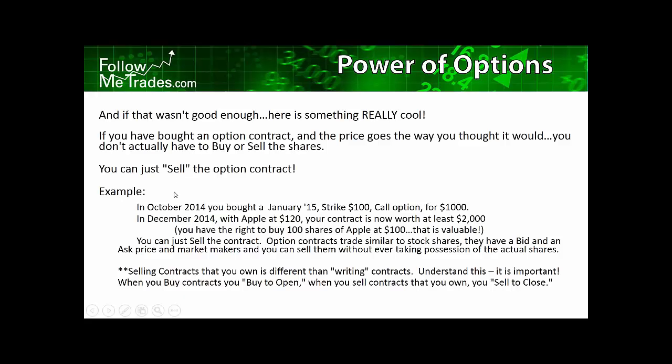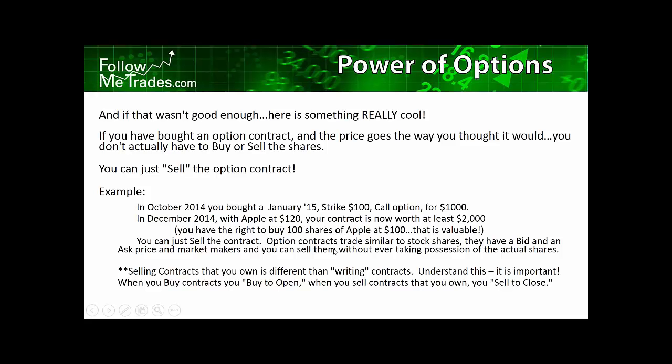Because a contract that you bought in January with a strike price of 100 for $1,000, with Apple sitting in December at $120, your contract is now worth at least $2,000. That's called its intrinsic value. And depending on volatility and the time left on the contract, it could be worth more. But it's worth at least $2,000, right? Because you have the contracted right to buy 100 shares of Apple at $100 when it's sitting at $120. That's valuable. So you can just sell the contract.